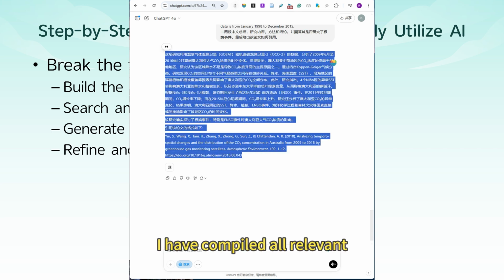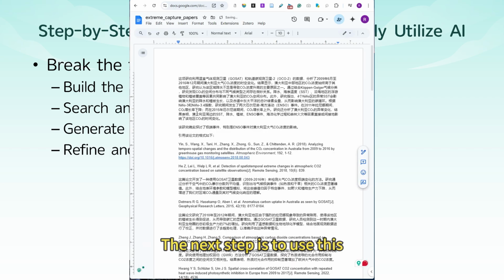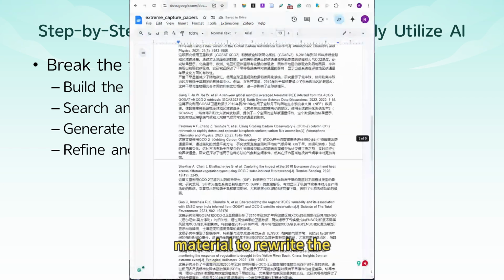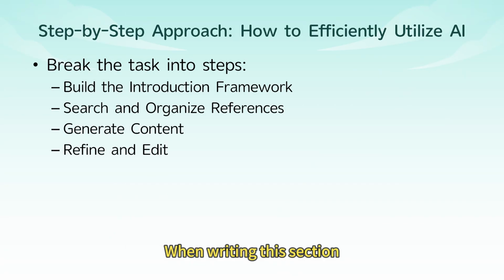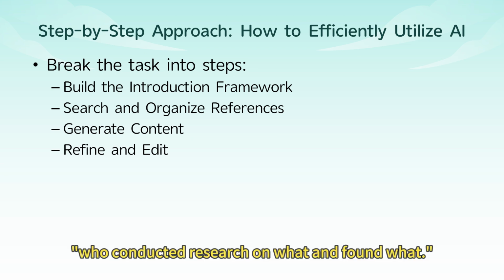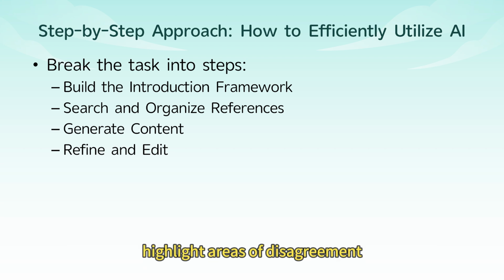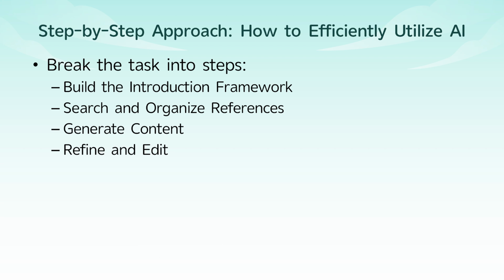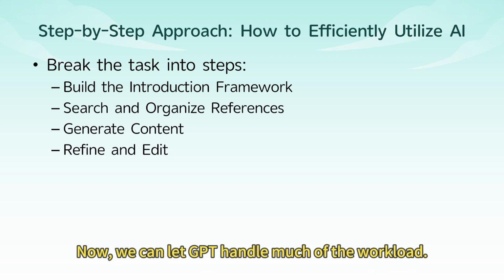Now, I have compiled all relevant GPT-generated summaries into a document. The next step is to use this material to rewrite the review of previous studies. When writing this section, we shouldn't just mechanically list studies, like who conducted research on what and found what. Instead, we need to summarize the common findings among related studies, highlight areas of disagreement, and identify research gaps. Before GPT, this was a time-consuming process. Now we can let GPT handle much of the workload.